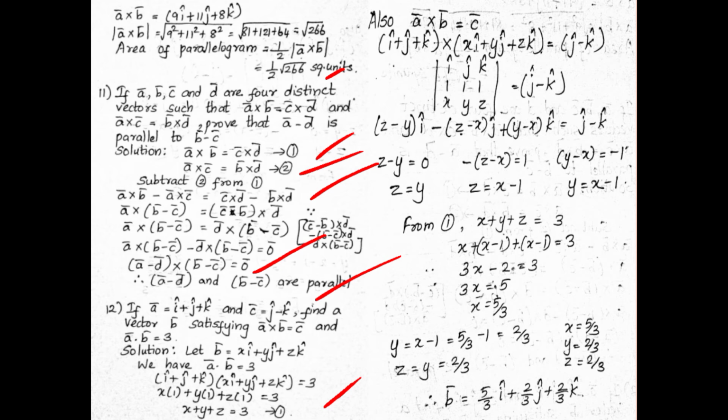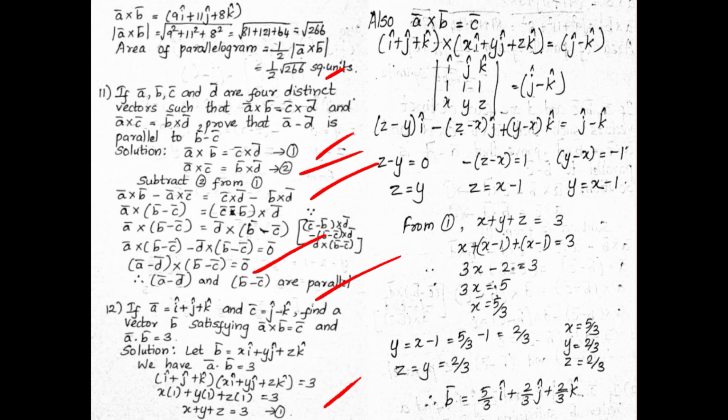Therefore, z minus y is equal to 0, minus of (z minus x) is equal to 1, y minus x is equal to minus 1. Therefore, z is equal to y, z is equal to x minus 1, y is equal to x minus 1. From 1 we get x plus y plus z is equal to 3. Therefore, x plus (x minus 1) plus (x minus 1) is equal to 3. Therefore, 3x minus 2 is equal to 3. Therefore, 3x is equal to 5. Therefore, x is equal to 5 upon 3.